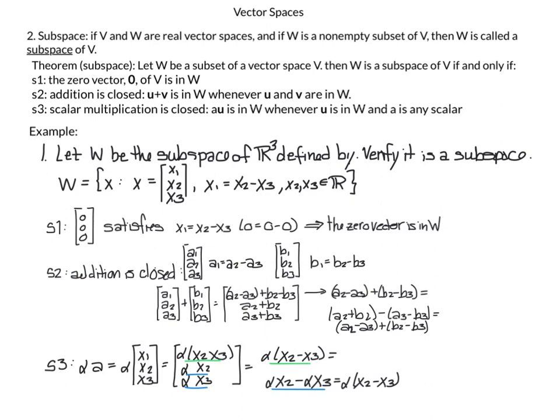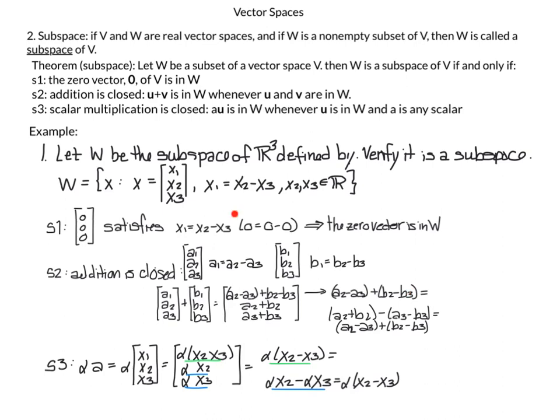Second, we need to show that addition is closed. So here we have two elements in W. We have A1, A2, A3, where A1 is equal to A2 minus A3, and we have B1, B2, B3, where B1 is equal to B2 minus B3. When we add them, A1 plus B1, where A1 is equal to A2 minus A3 and B1 is equal to B2 minus B3, we have A2 plus B2, A3 plus B3. But on the top, we have A2 minus A3 plus B2 minus B3.